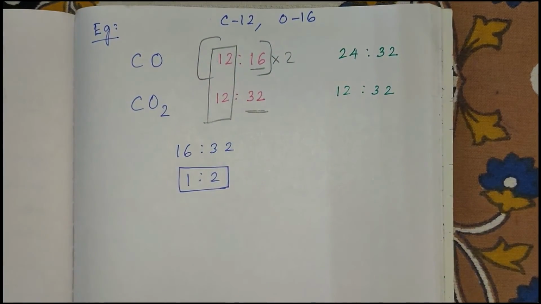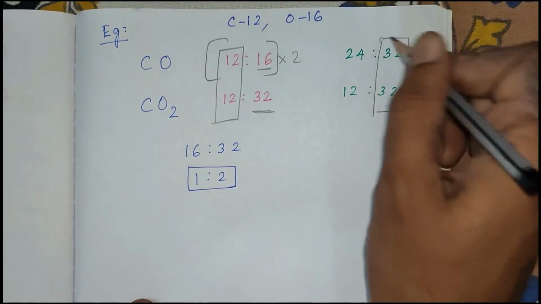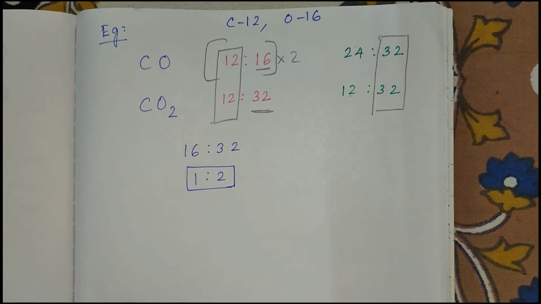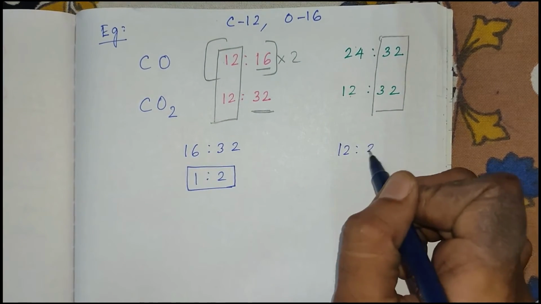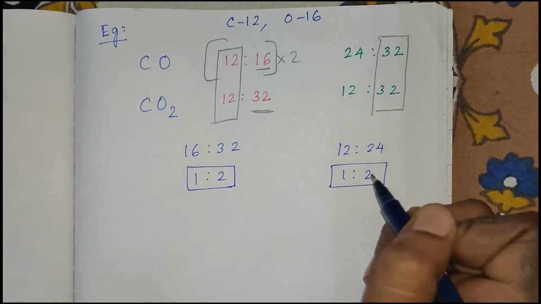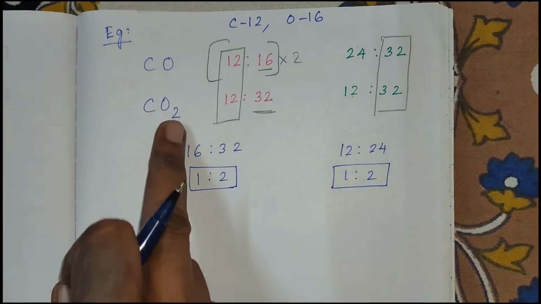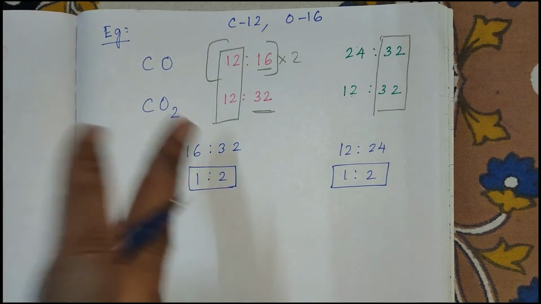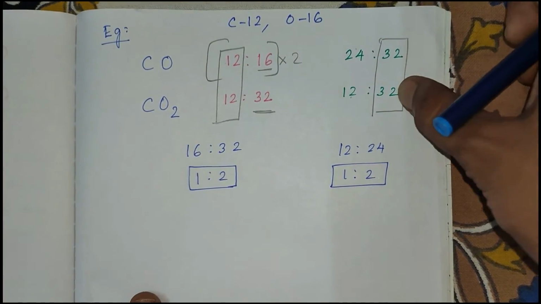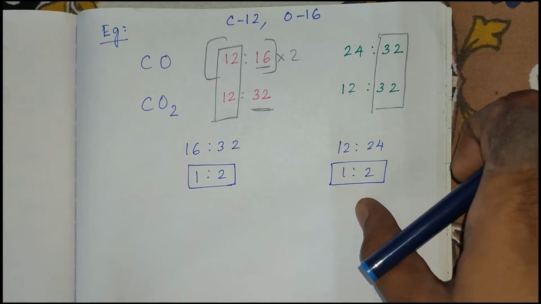In this case, I am going to fix the ratio of oxygen to be constant. Now you look at the ratio of carbon here. It is going to be 12 is to 24, again which is 1 is to 2. Now this also looks like a ratio. So either you can fix the ratio of carbon constant or you can fix the ratio of oxygen constant. Whatever way it may be, the law is correct. So when you are fixing the ratio of one element and looking into the ratio of the other element, it looks like a simple ratio, right?